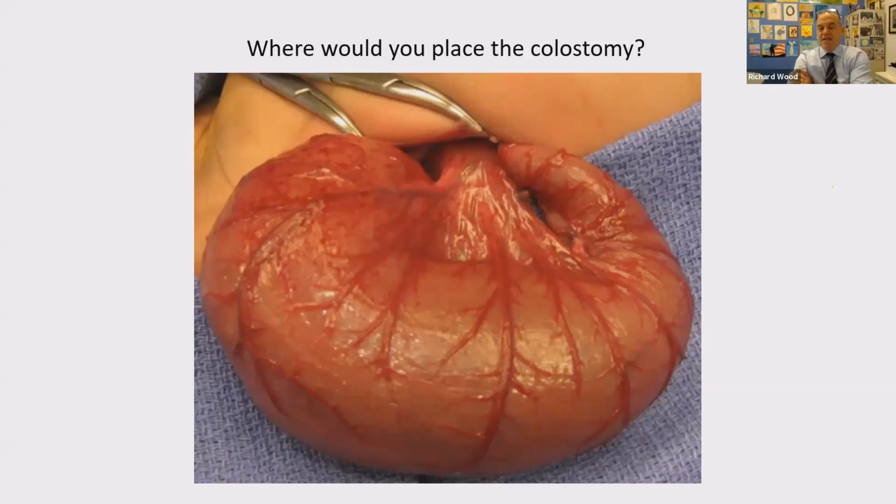So obviously the next step is to drain the stool, and that can either be done at the same time as the vaginostomy if you're choosing to do a vaginostomy, or if you're not going to do a vaginostomy and you're going to use CRC, then you'll just be doing a colostomy. I think placement of the colostomy is very important.